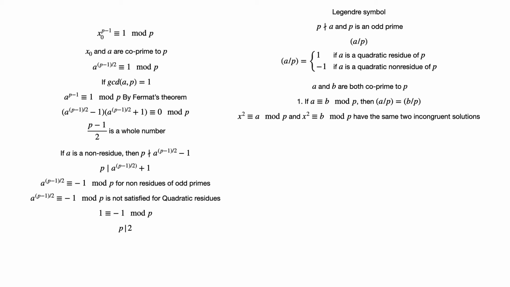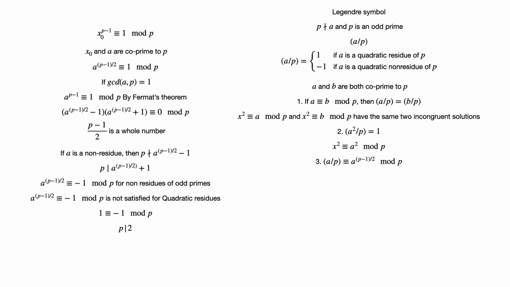2. (a squared/p) equals 1. This is straightforward since the congruence x squared congruent to a squared mod p is satisfied by a itself. 3. (a/p) is congruent to a^((p-1)/2) mod p. This third statement is a rehashed version of Euler's criterion for residues and non-residues.